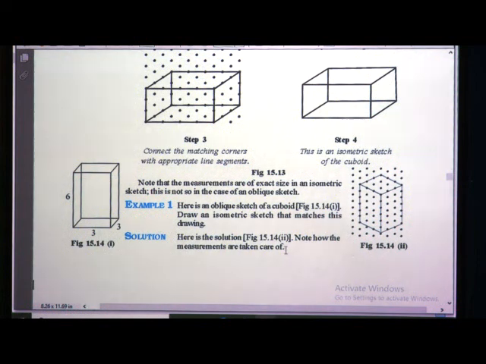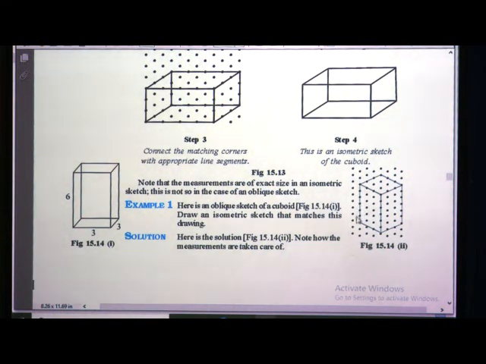Here is a solution for this. Note how the measurements are taken, and we should be very careful for that. Here it is given as 6. So, we have to find out 1, 2, 3, 4, 5 and 6.